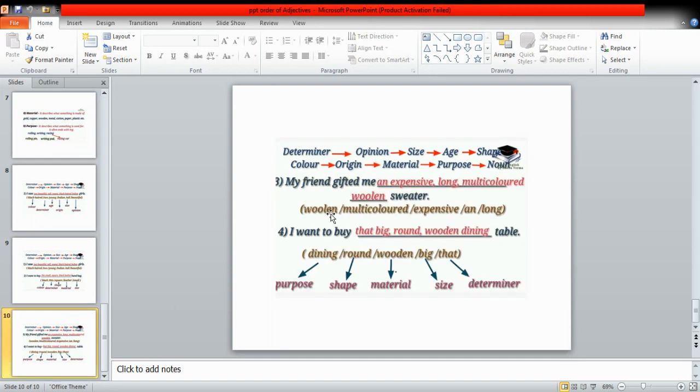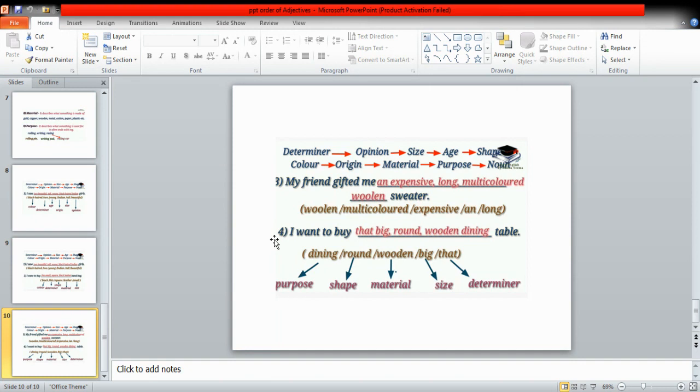Then we have some more examples over here. My friend gifted me. Now in the bracket, all the adjectives are there, but they are not in the proper order, and we have to write them in their proper order: woolen, multicolored, expensive, and long. Now, when we put them in the proper order, what would be the sentence? My friend gifted me an, which is determiner, expensive, which is opinion, long, which is shape, multicolored, which is color, woolen is material, and finally comes the noun.